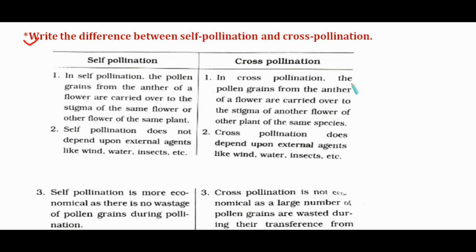In cross pollination, the pollen grains from the anther of the flower are carried over to the stigma of another flower of another plant of the same species. Self pollination does not depend upon external agents like wind, water, and insects. Cross pollination does depend upon external agents like wind, water, insects.